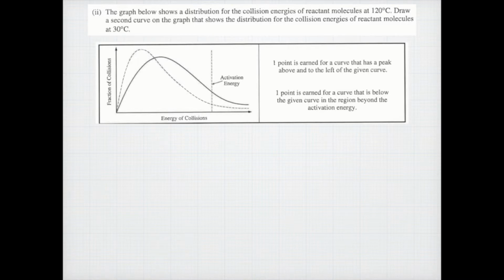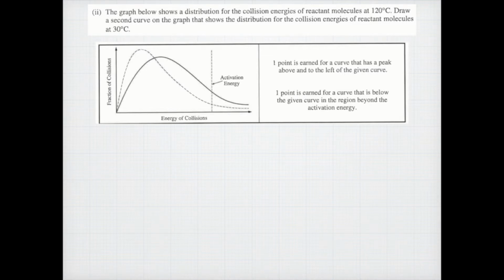So remember, imagine this is a piece of string. And by decreasing temperature, the energy of the collisions is going to decrease, which means you're going to have to push that piece of string to the left. Okay, so by pushing it to the left, what happens is the entire thing shifts to the left, number one. Number two, your peak is actually going to be higher than it was before. It's going to be less spread out.